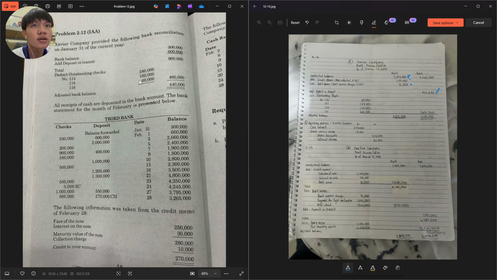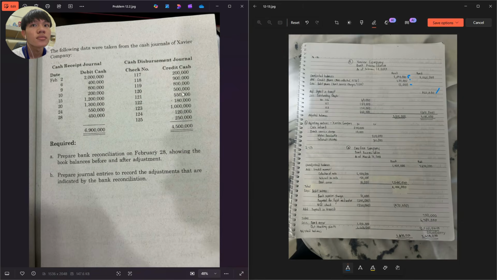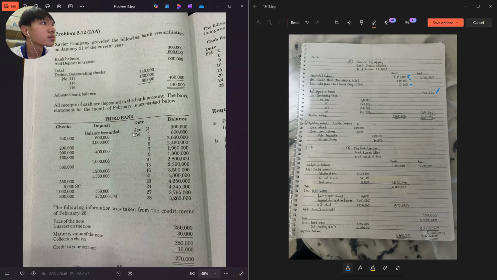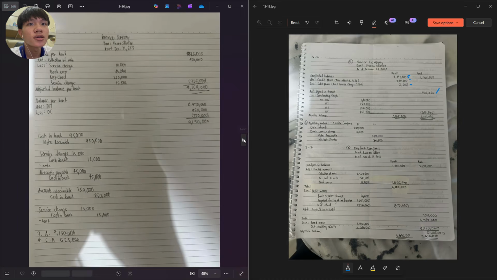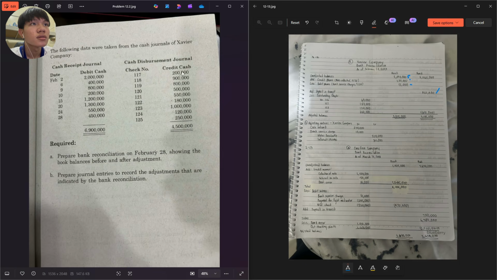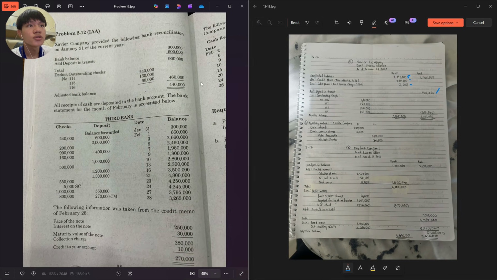Check 116, 60,000. Check 240, 240, 160, 160, 200, 900, 800, 500, 550, 180. So in order to speed this up, the outstanding checks are 60,000, 180,000, 120,000, and 250,000.